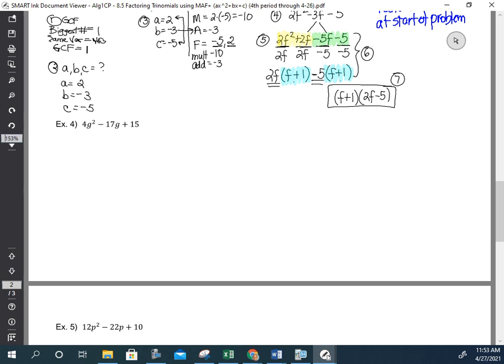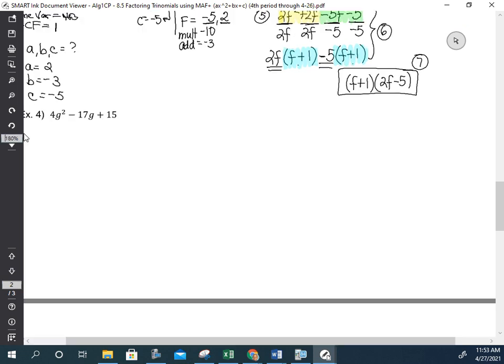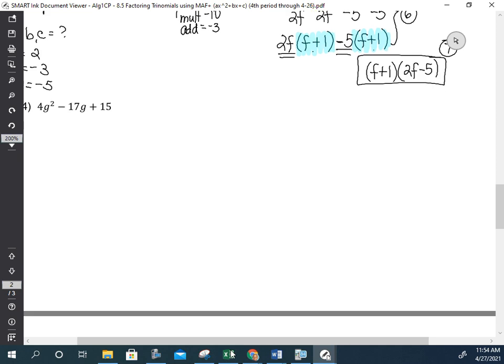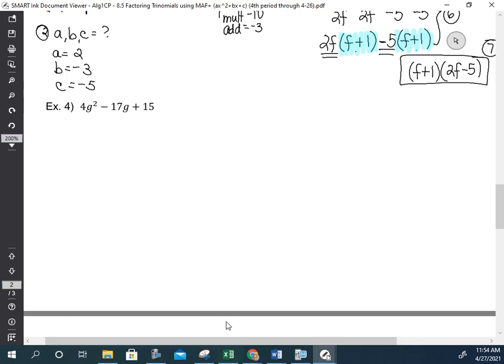We'll make this a little bit bigger. So example 4. You have 4g squared minus 17g plus 15. Remember our first step. First step is greatest common factor. So, first step is GCF.